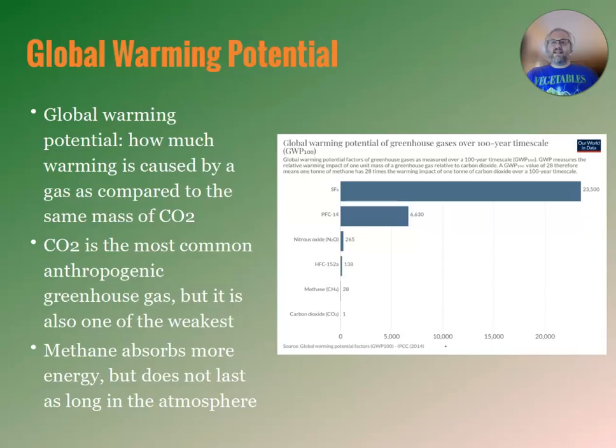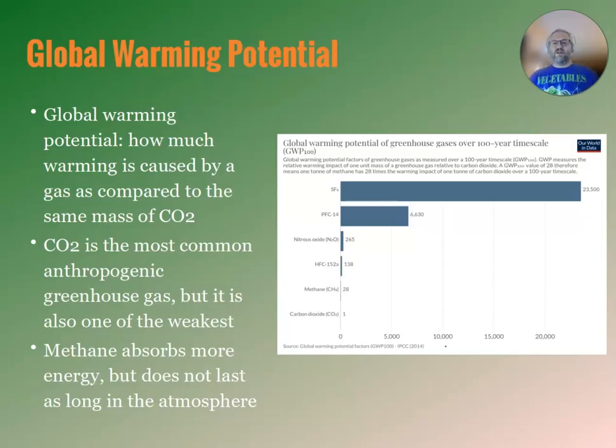One of the ways that we might look at these different gases is in terms of what's called global warming potential. Global warming potential is how much warming is caused by a certain gas as compared to the same mass of CO2. So CO2, carbon dioxide, is our reference point, and we can look at other gases in terms of how many times more or what fraction of the warming caused by CO2 will be caused by an equivalent mass of this other gas. And we use CO2 as our baseline for a couple of reasons. One, it's the greenhouse gas that people are producing the most of, and because it happens to be the weakest of the greenhouse gases that humans are producing more of.